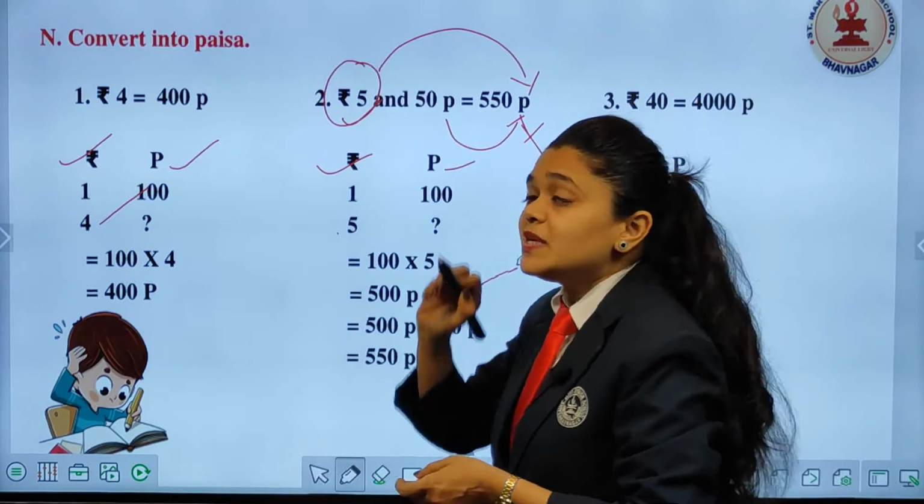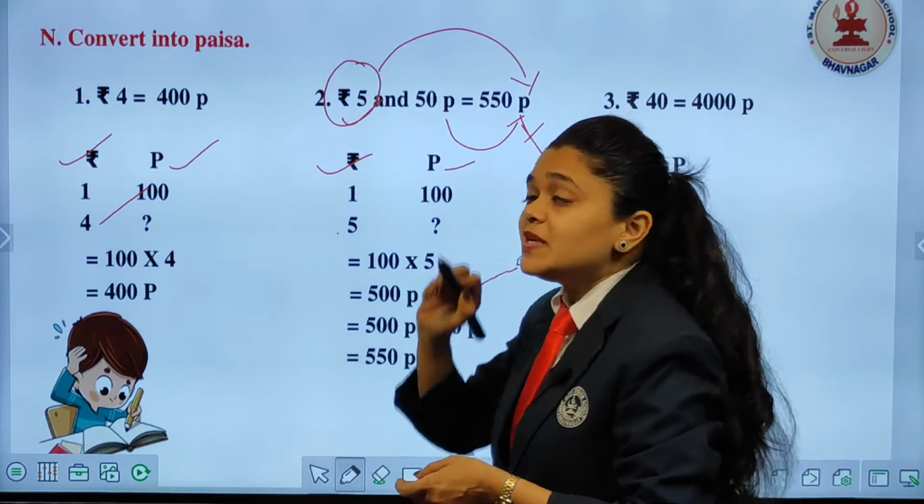Rupees 40 is equals to 4000 paise. How we will get? With the same method. What is given? Rupees is given. Rupees we will write it in the first column and paise, that is what we have to find, that we will write it in the second column. So 1 rupee is equals to 100 paise, then 40 rupees is equals to how much? The same thing, 100 into 40.